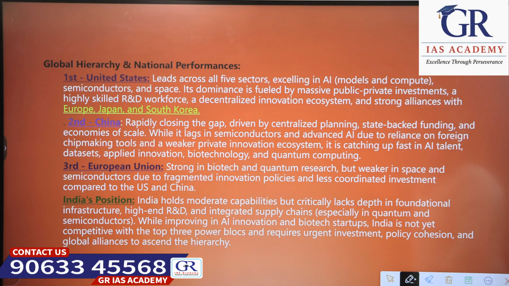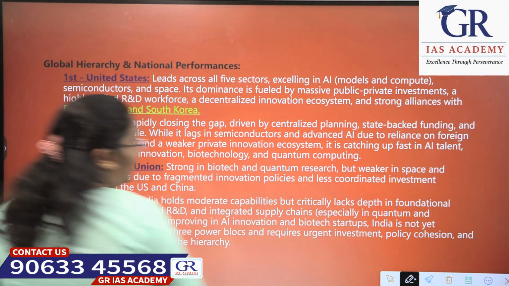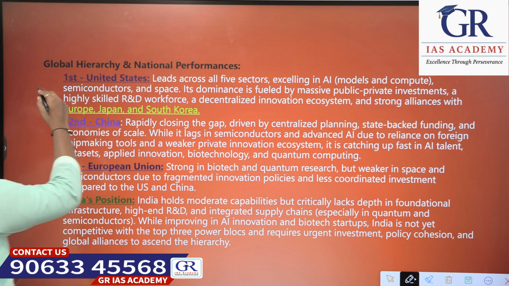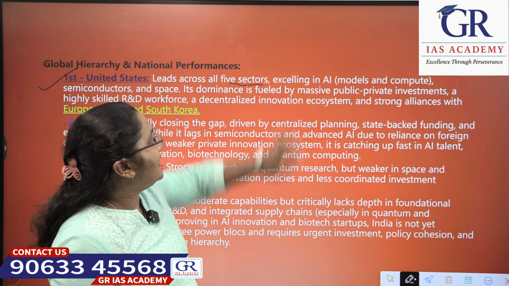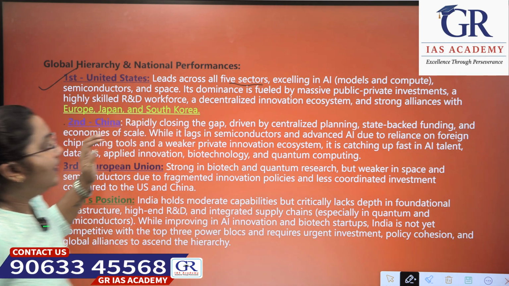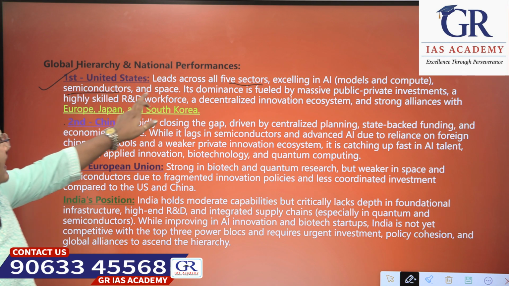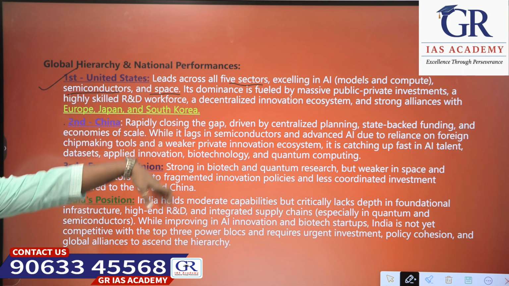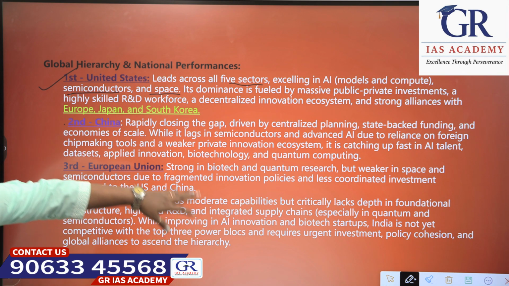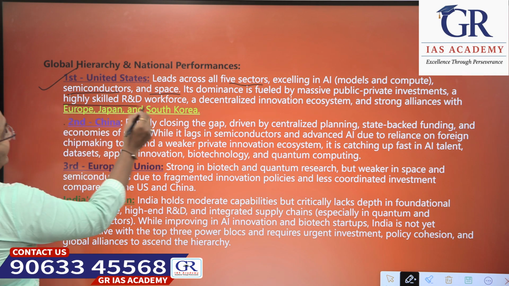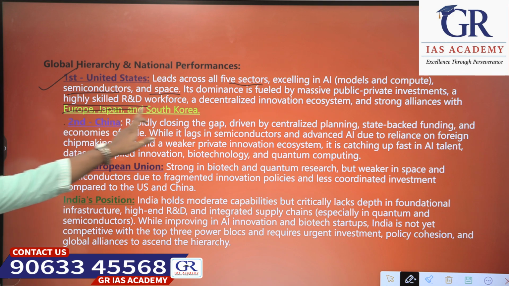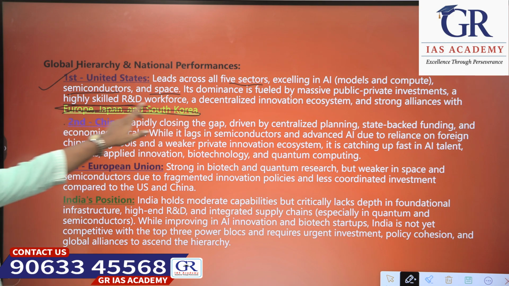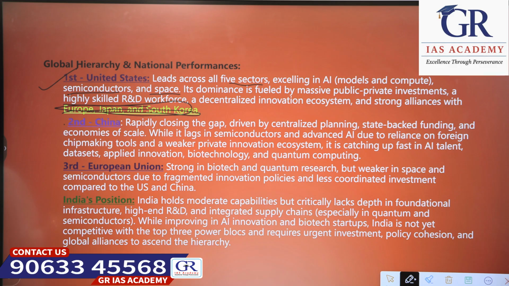We will see the global hierarchy. Coming to the global hierarchy and national performances, first is the United States, okay, which leads across all 5 sectors, excelling in AI like models and compute, semiconductors and space. Its dominance is fueled by massive public-private investment, a high-skilled R&D workforce, a decentralized innovative ecosystem and strong alliances with Europe, Japan and South Korea. Because of these factors, the United States is ranked first in the hierarchy.